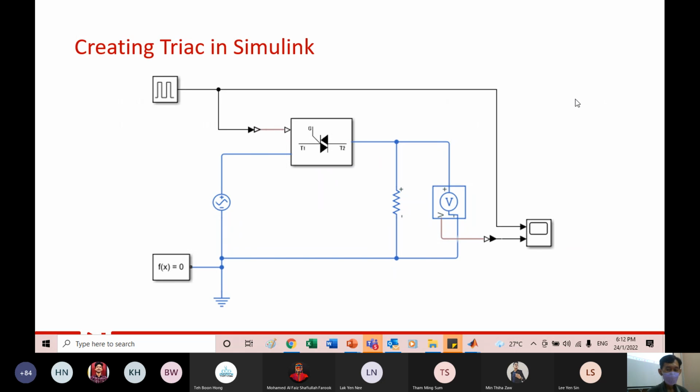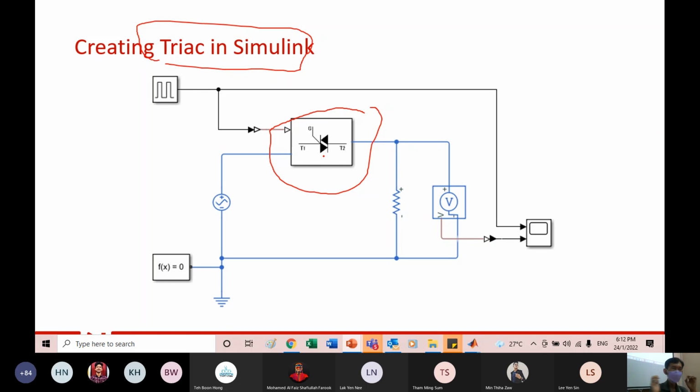All right, now you can see here, creating a TRIAC in Simulink. Now I can create a block here that belongs to me, that every one of you can just download, and you have your TRIAC. So how do we do that in Simulink? Okay, time is not enough.